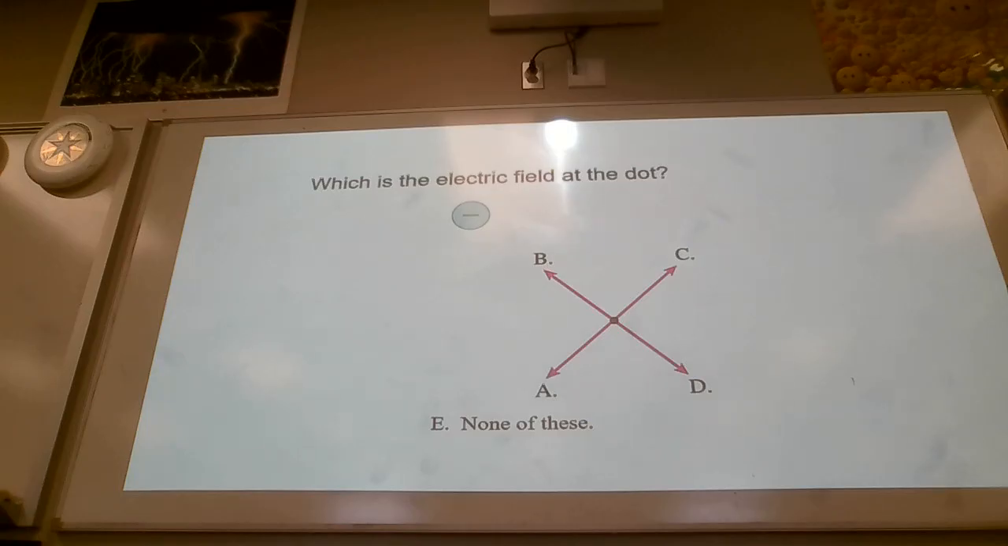Correct answer is B. Beautiful butterflies going in towards the negatively charged object. Good with that? Okay.